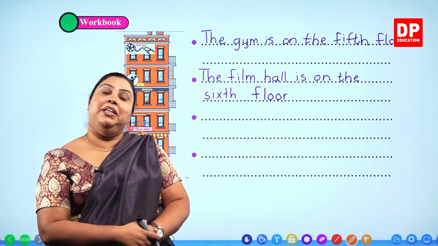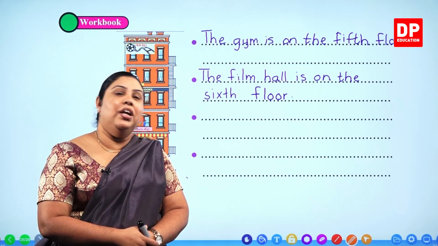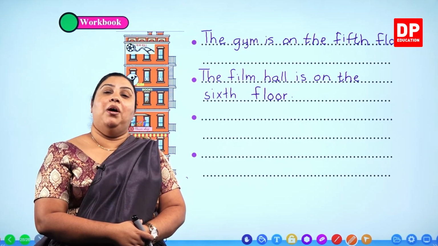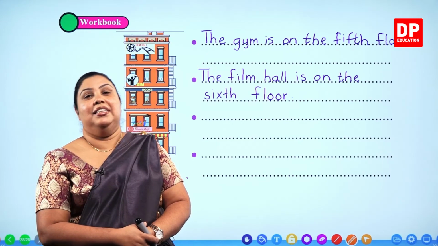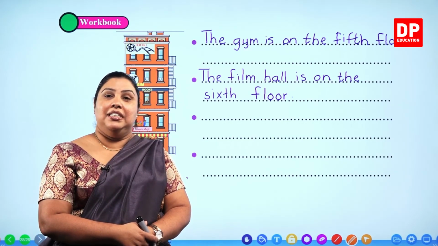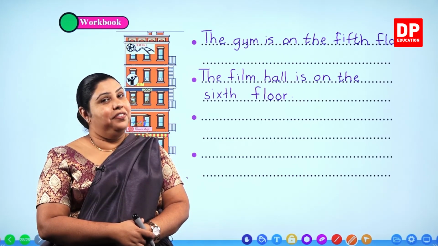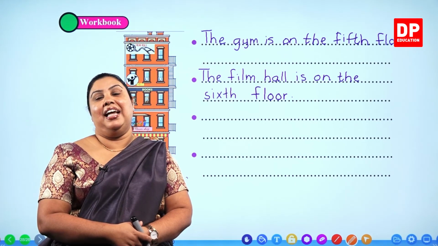So we have completed our lesson number 4. And I'm very happy that I taught you all about these things, all about the ordinal numbers. Now, what you have to do is you have to practice the spellings, especially the first 10 numbers if you can. First, second, third, fourth, fifth, sixth, seventh, eighth, ninth, and 10th.